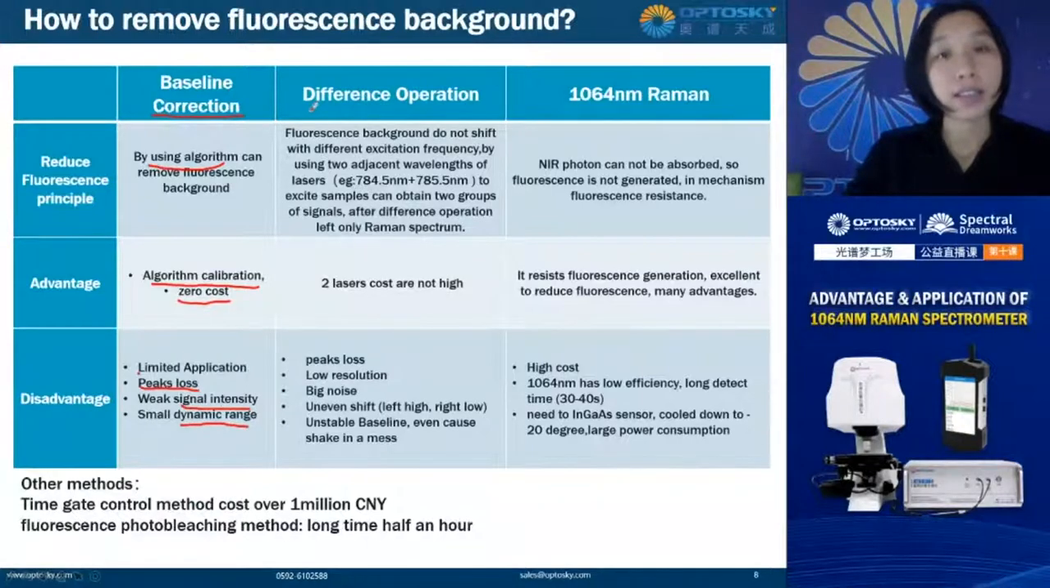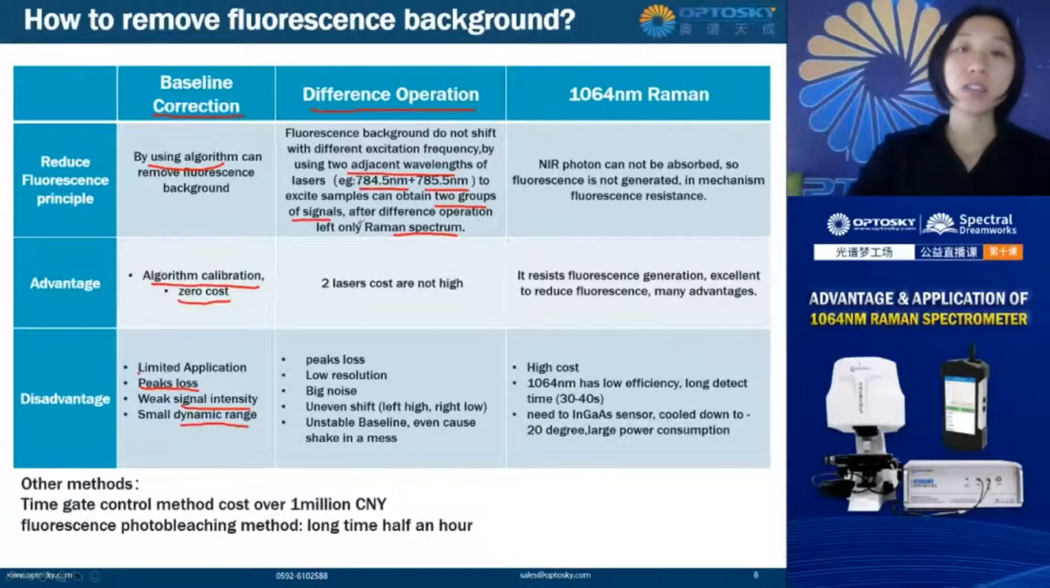Next is the difference operation. Fluorescence background does not shift with different excitation frequency. So we use adjacent wavelengths such as 784.5 nanometers and 785.5 nanometers to excite two samples and obtain two groups of signals. A difference operation leaves only the Raman spectrum. The laser cost is not high, so its advantage is that it is not costly. However, like baseline correction, it can also cause peak loss and the resolution is low.